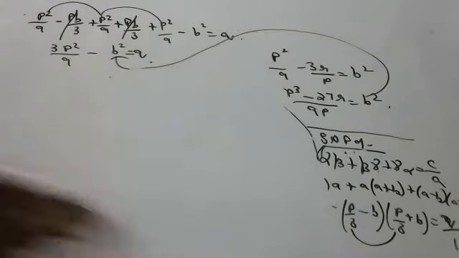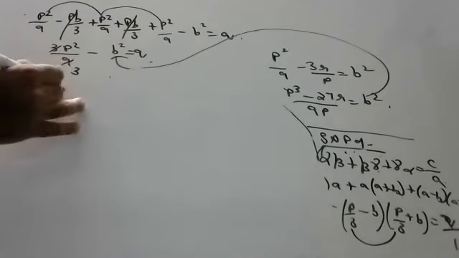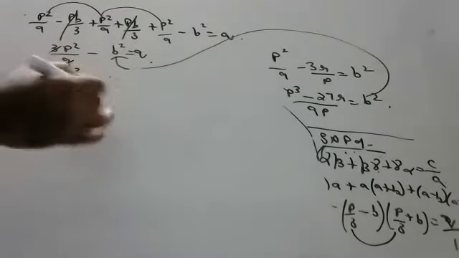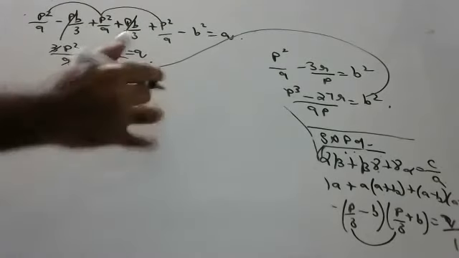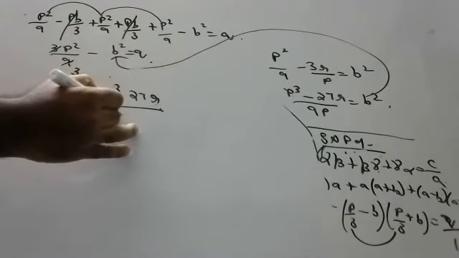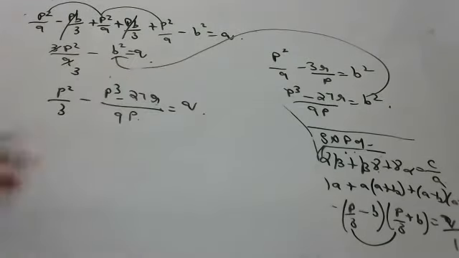Last part, children. So this is 3, children. P square by 3 minus what is B square, children? P cube minus 27R by 9P is equal to Q. Okay, Q also came into the condition.